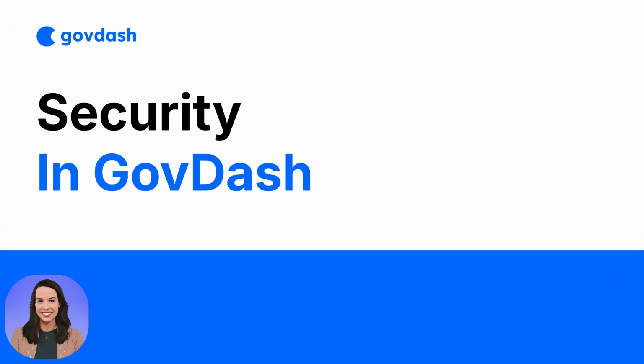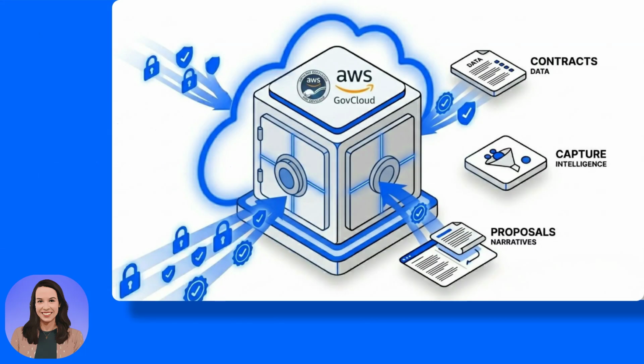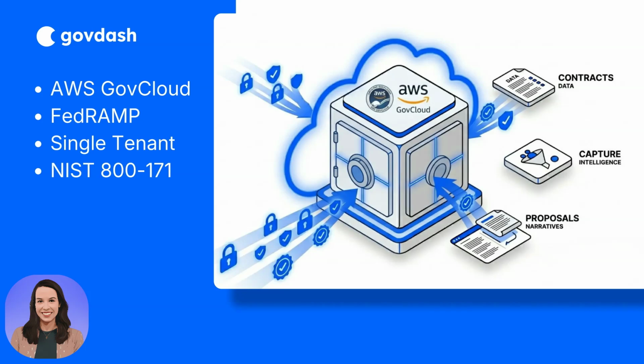Before we get into getting started, I want to spend a minute on security, because I know this matters to everyone in this room. GovDash runs inside AWS GovCloud. That's infrastructure certified at the FedRAMP high impact level, the same environment federal agencies themselves rely on. We offer single tenant deployment, which means your data is completely isolated. There is no possibility of data mixing between clients. Your instance is yours alone. Your data is never shared with other customers. It's never used to train AI models.